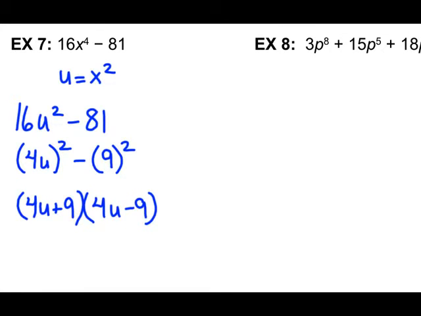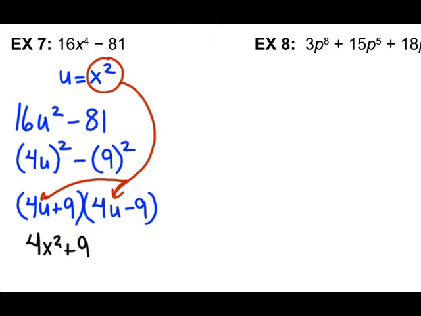Now if you look at the problem, I don't have any squareds, but I'm not done with the problem yet because I need to take that x squared and put it back in where I see u. So when I do that, I get 4x squared plus 9 and 4x squared minus 9. Oh wait, we've opened a whole new can of worms. I've got x squareds in there.